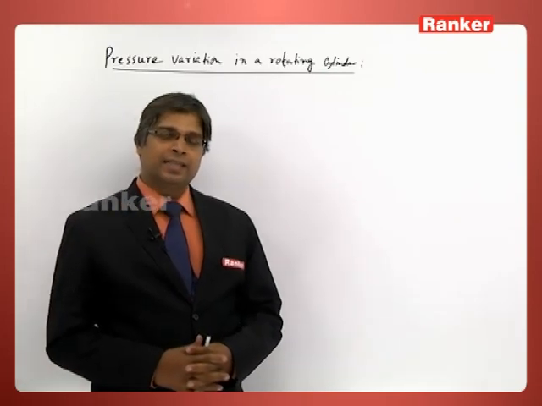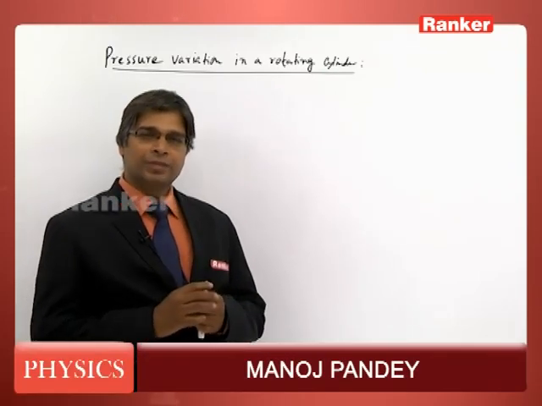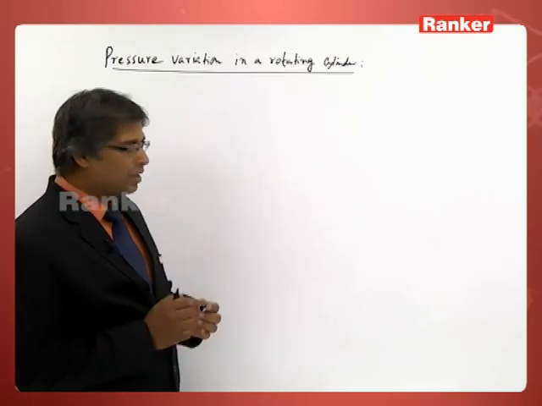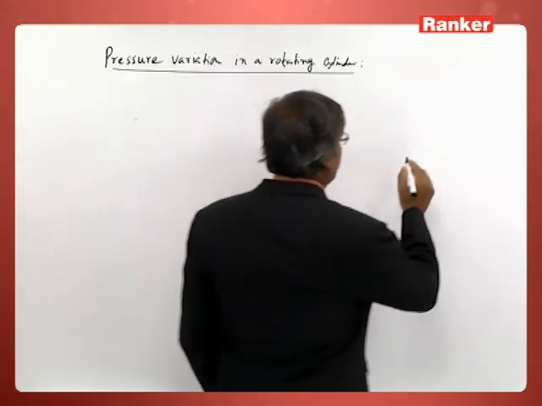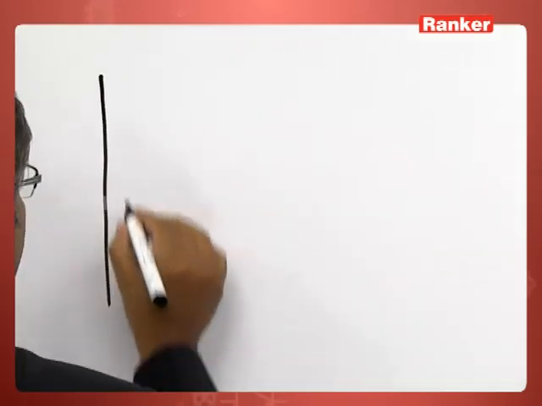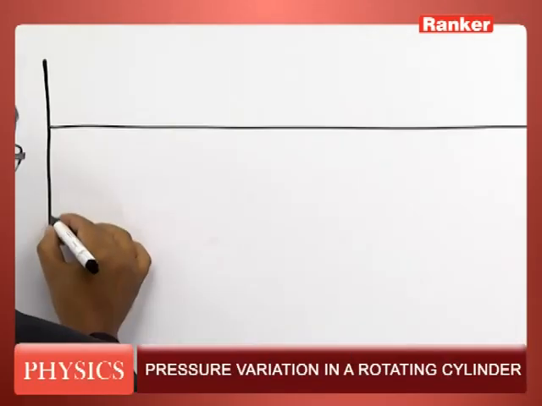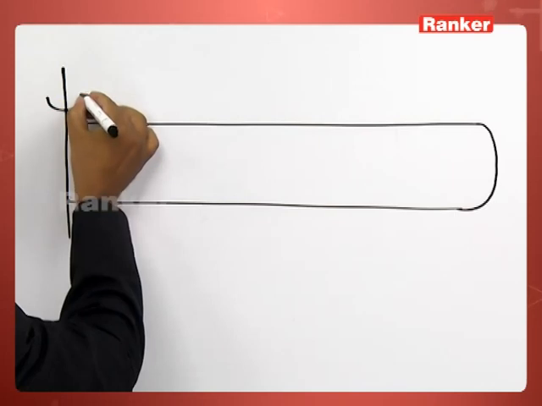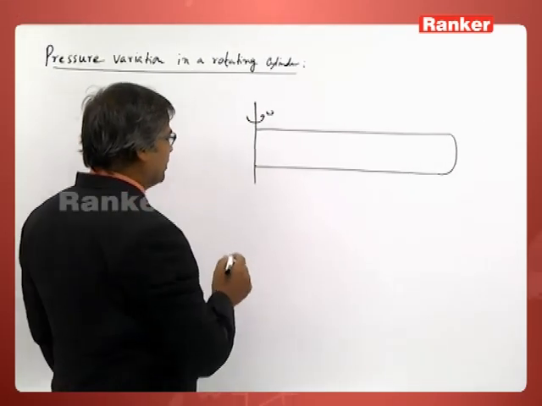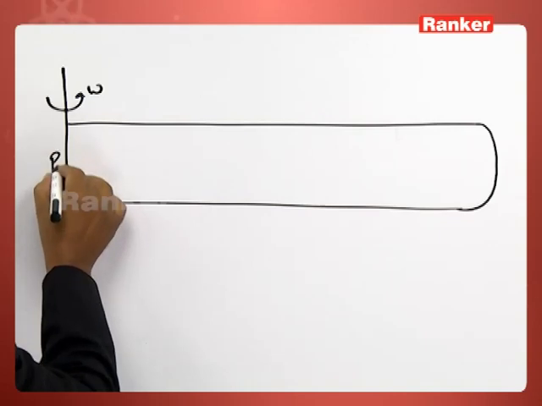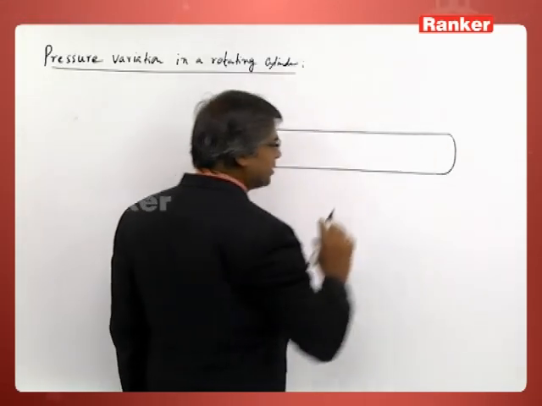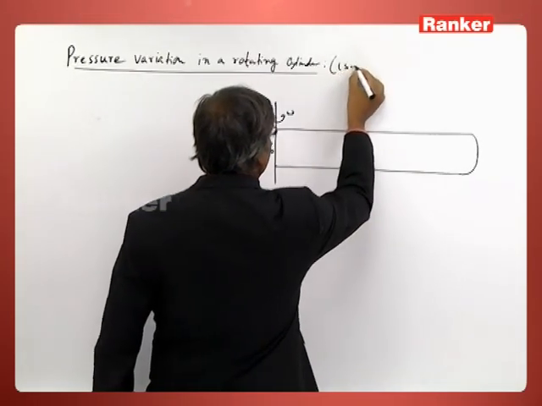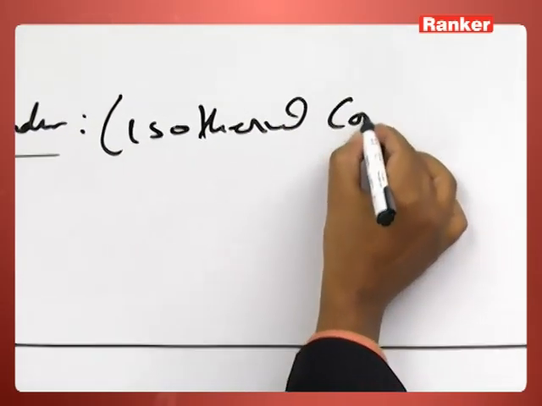So now let us see that if we have a gas inside a cylindrical tube which is rotated, how the pressure varies with the radial distance. So here we have a tube, and it is filled with a gas and it is rotating with angular velocity omega. The pressure at the axis is P naught. We want to see how the pressure varies under isothermal conditions. Isothermal conditions prevail.